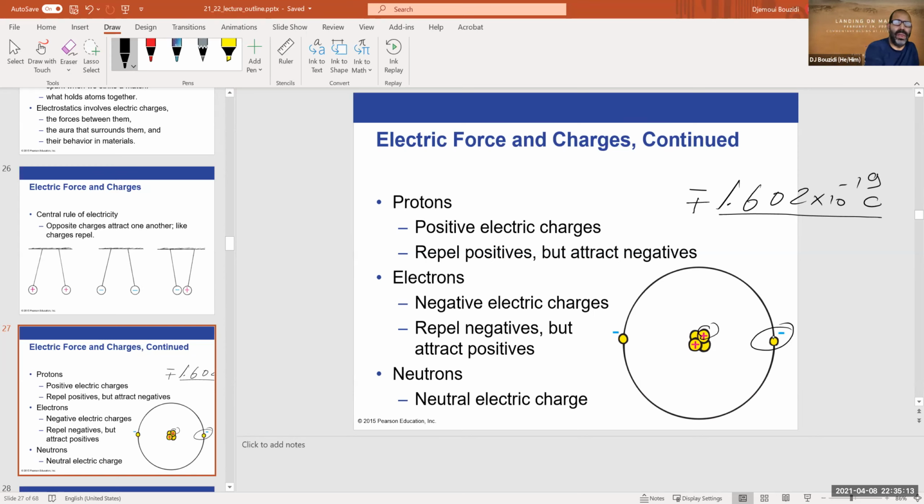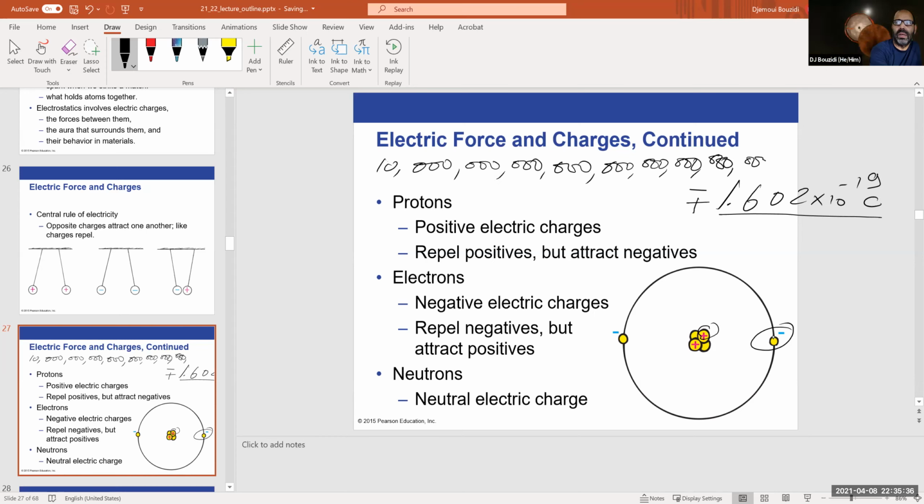As a matter of fact, this force is about 1 followed by, I'm not sure if I'll be able to finish this number. So far I have 9 zeros, and I need more of this. I have 1, 2, 3, 4, 5, 6, 7, 8, 9, 10, 11, 12. I'm not done, okay?